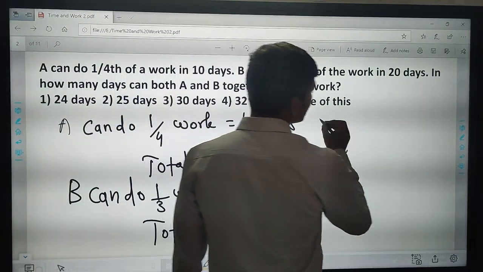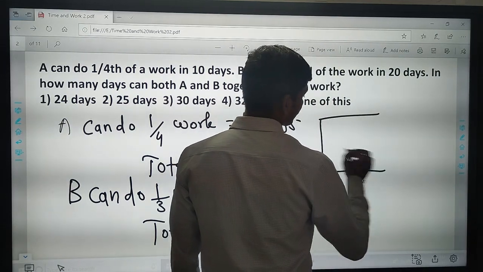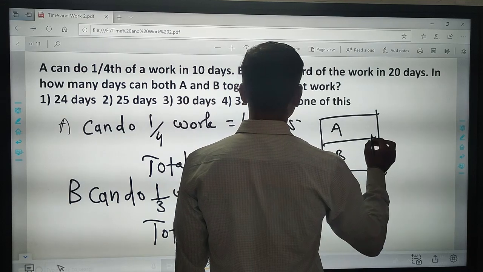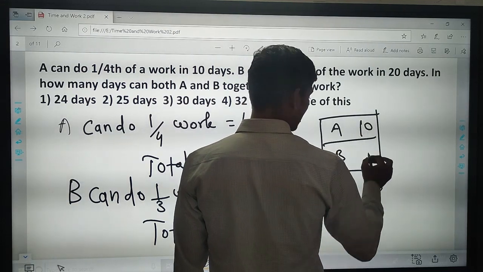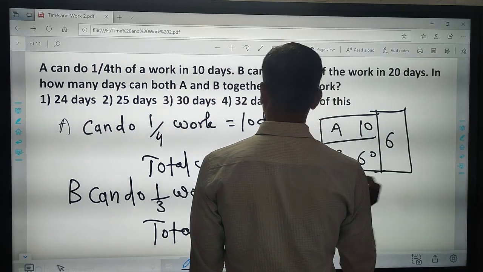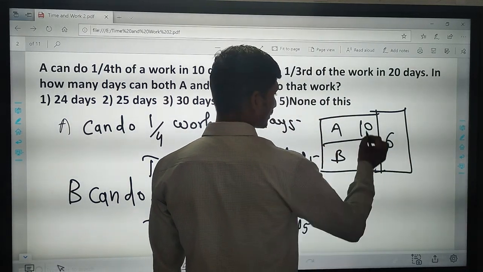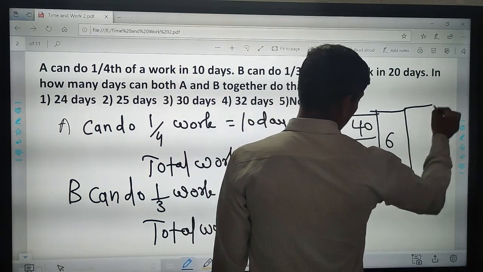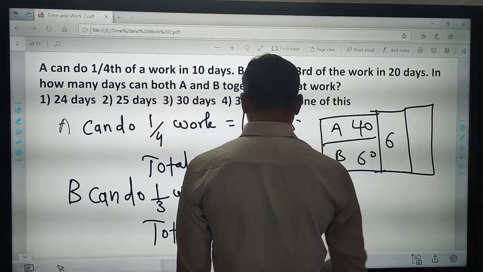Now we solve this example. Here A and B complete the work in 40 days and 16 days. Here the LCM of these two is 40 and 60. The LCM is 120.